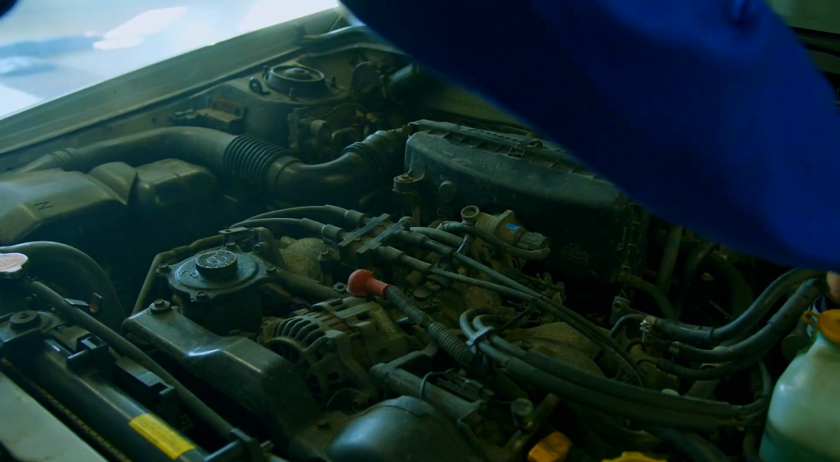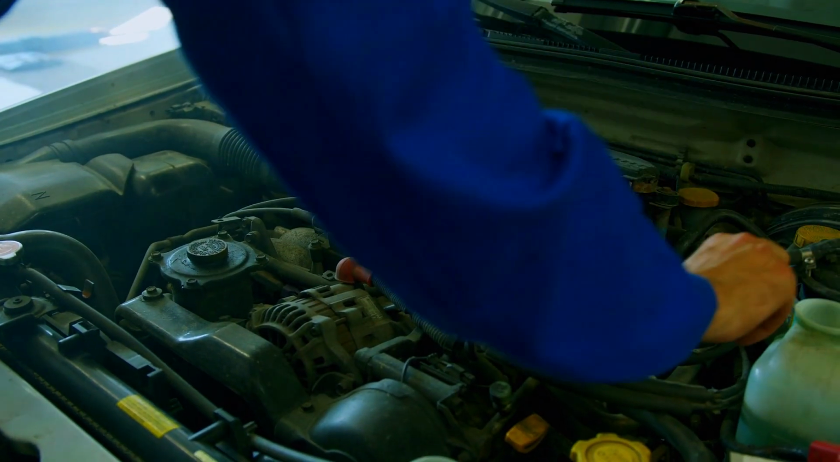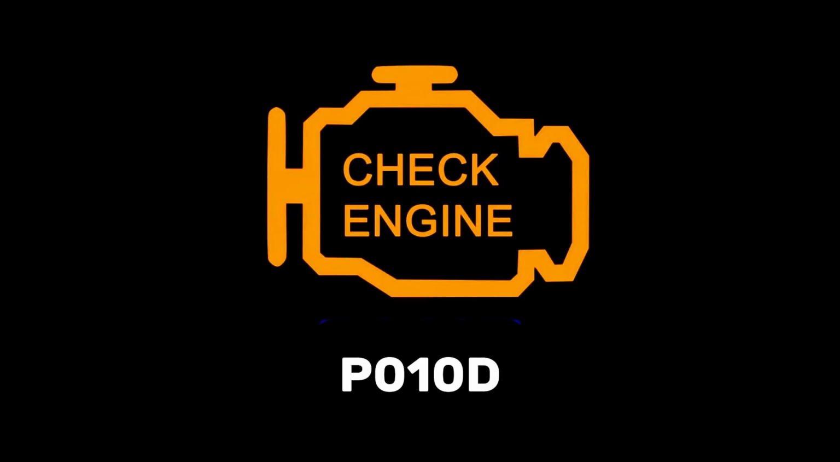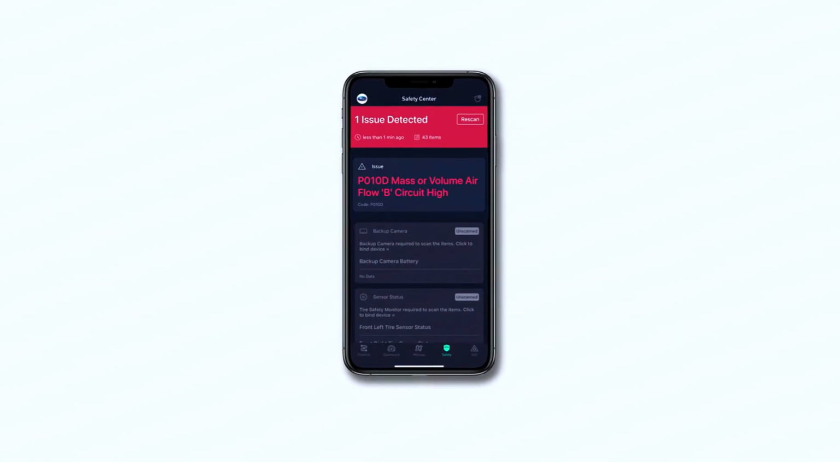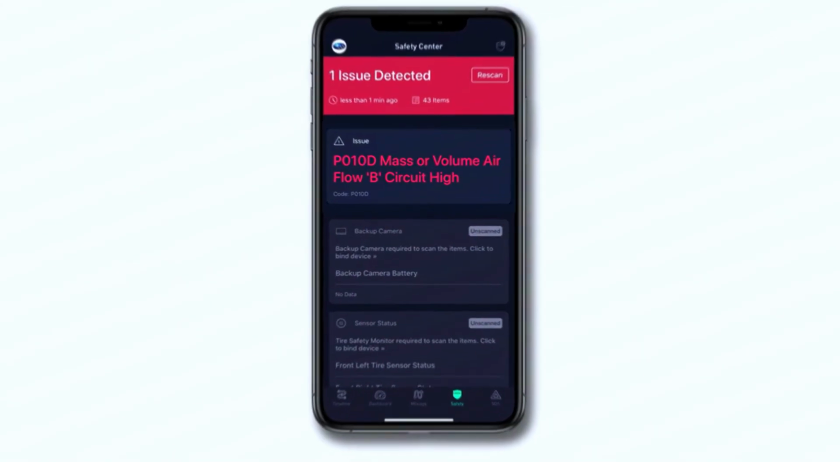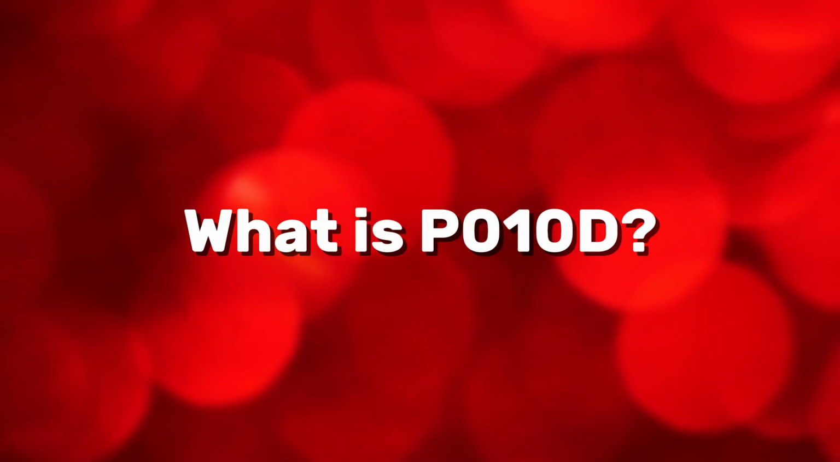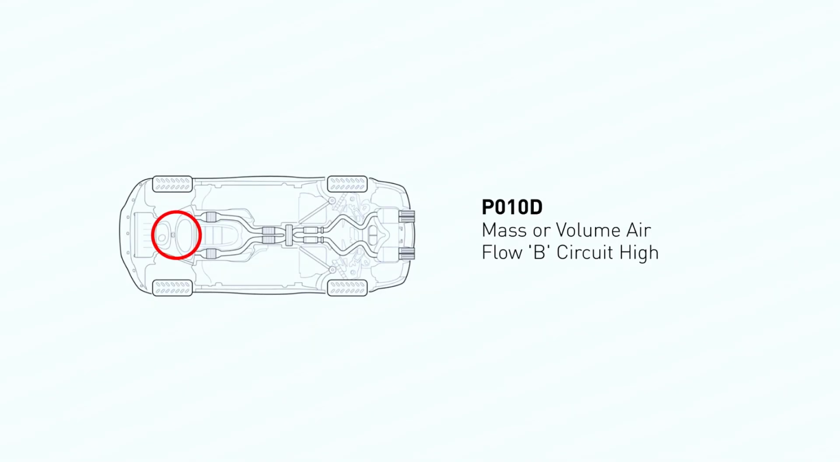Today, we're diving into a common but sometimes frustrating OBD2 trouble code, P010D. This code relates to your mass airflow (MAF) sensor, specifically indicating a problem with the B circuit's signal frequency. The OBD2 code P010D indicates a mass or volume airflow B circuit high issue, meaning the powertrain control module (PCM) has detected a problem with the mass airflow (MAF) sensor or its circuit.